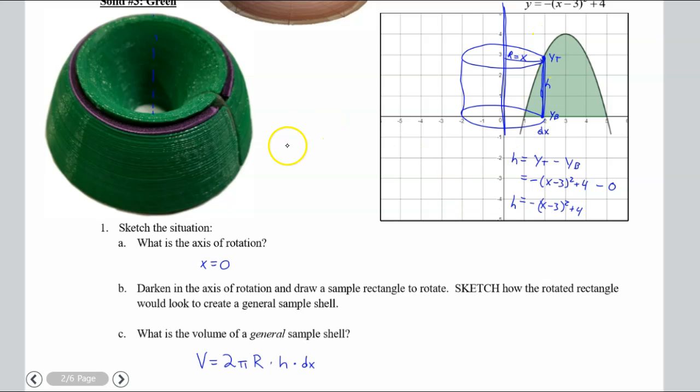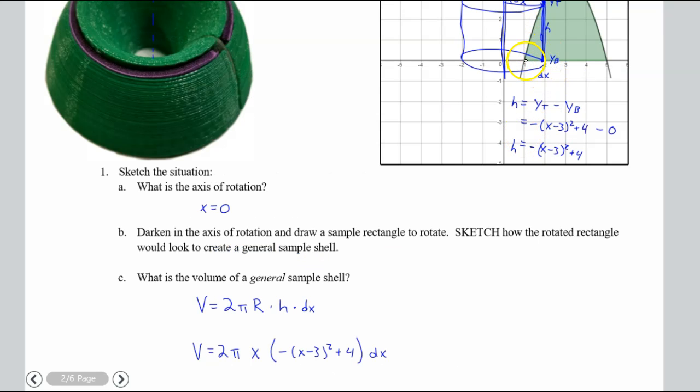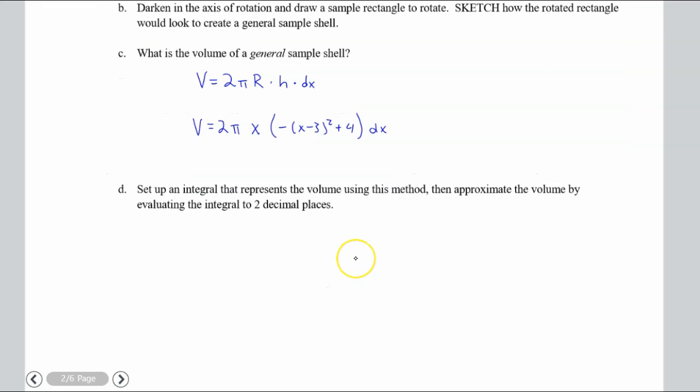All right, so that's the volume of this general sample shell, and then we'll do an integral to set that up. So let's write this in: 2 pi, the r we said was x, the h is negative (x minus 3) squared plus 4, and that whole thing is times x, so make sure you use the parentheses there, and then we've got the dx. When we integrate, the x's run from 1 over here to 5, so just from 1 to 5 across all those x values. Then we'll compute that out and see what we get.